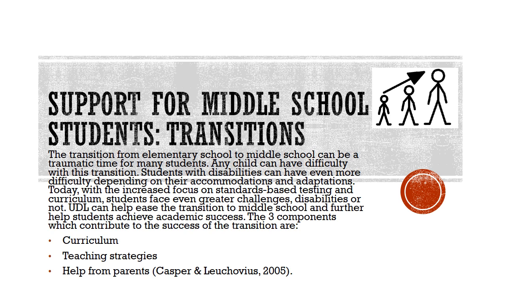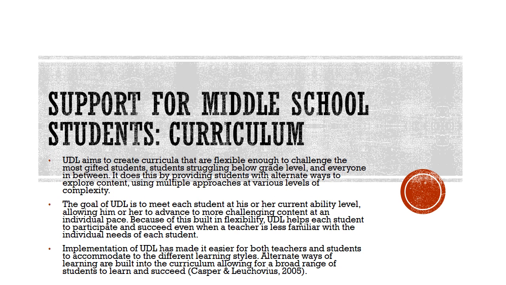The three components which contribute to the success of the transition are curriculum, teaching strategies, and help from parents. Support for middle school students. Curriculum. UDL aims to create curricula that are flexible enough to challenge the most gifted students, students struggling below grade level, and everyone in between. It does this by providing students with alternate ways to explore content using multiple approaches at various levels of complexity. The goal of UDL is to meet each student at his or her current ability level, allowing him or her to advance to more challenging content at an individual pace.